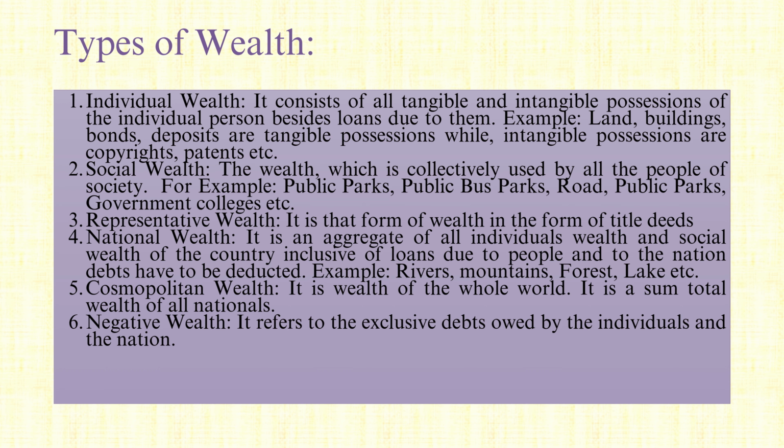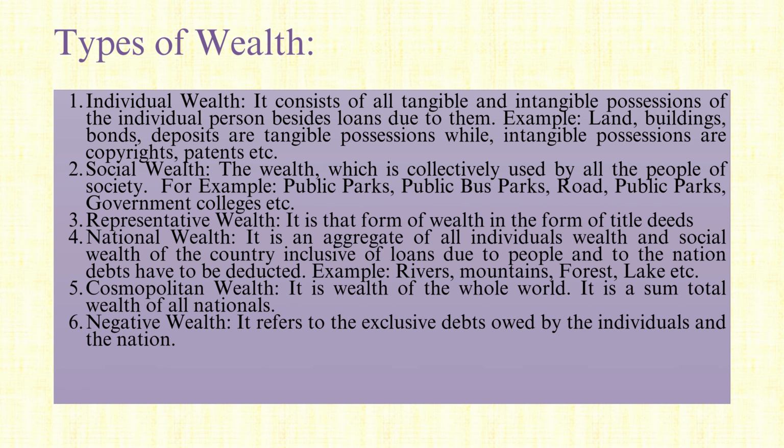Wealth can be categorized in several ways. First, individual wealth consists of all the tangible and intangible possessions of a person. Tangible possessions are things you can touch, like land, buildings, and bonds. Intangible possessions are things like copyrights or patents. For example, a farmer's individual wealth includes his land, his farm equipment, and any loans that are due to him from others.